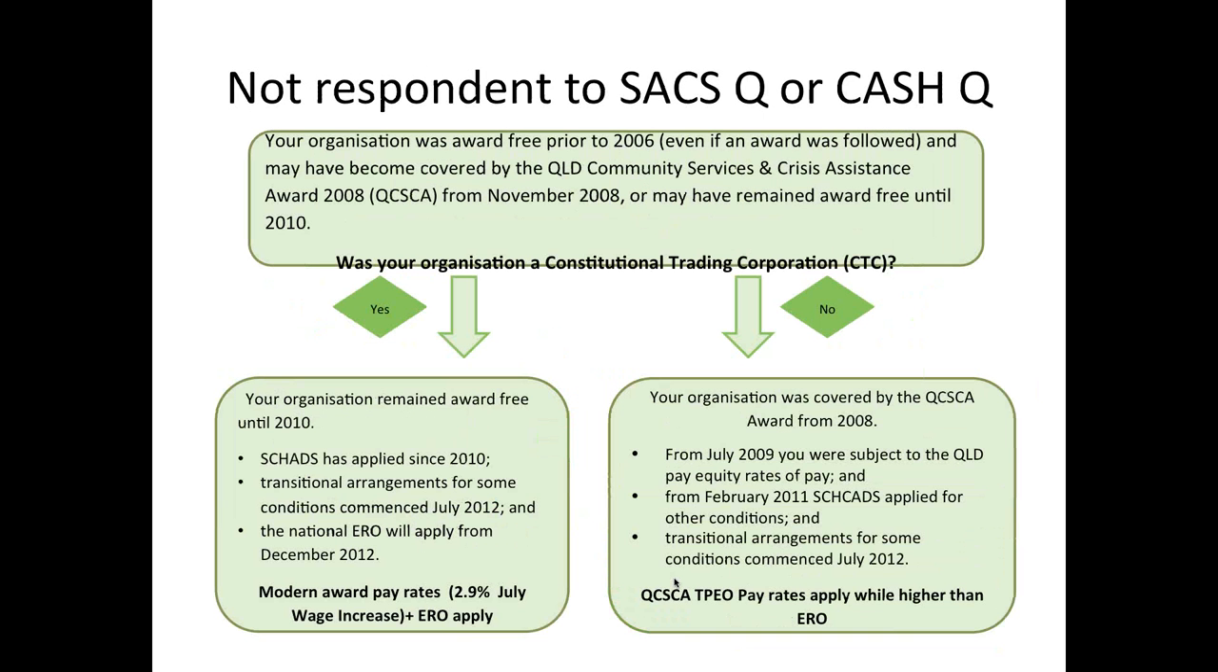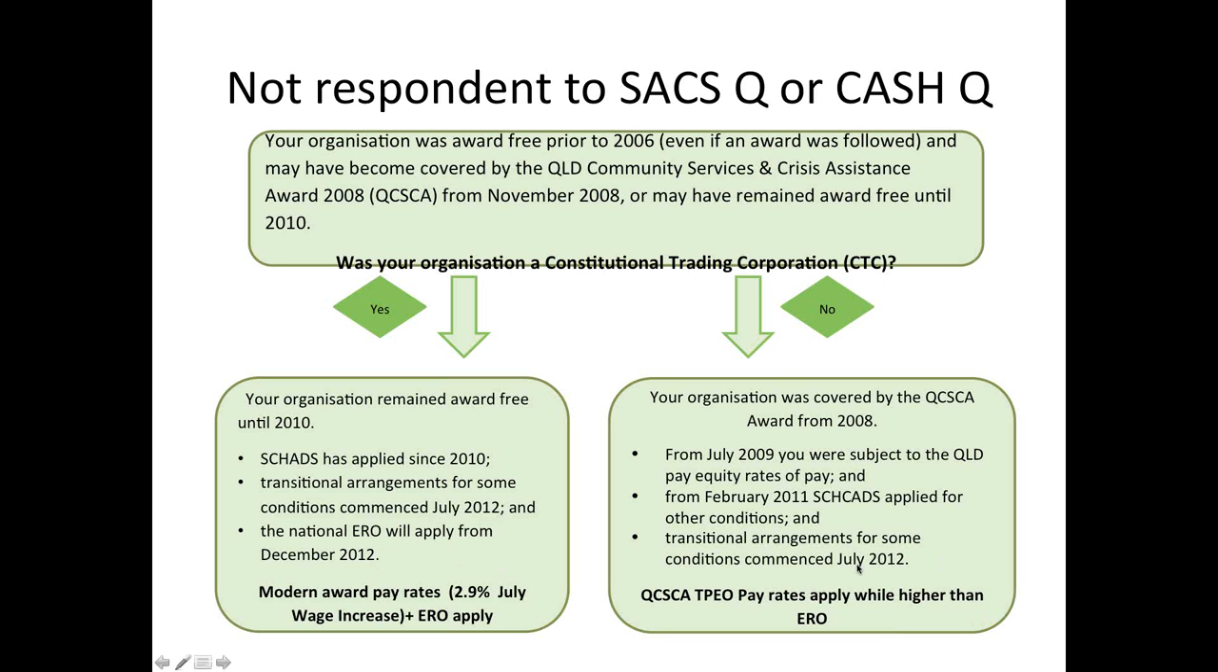For those of you that weren't respondent to SACS or CASH, again the question is, was your organisation a constitutional trading corporation? If you were, then you can see here the SCHADS has applied since 2010, and outlined in the SCHADS are the transitional arrangements for some conditions that started to phase over from July this year, and we eventually arrive at the modern award rates in 2014. Also, the national minimum wage increase applies to this, which was 2.9% this July, and the national minimum wage increase each July. The Equal Remuneration Order also applies to those of you who are sitting on the modern award rates because you're a constitutional corporation.